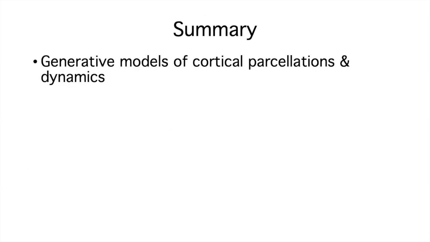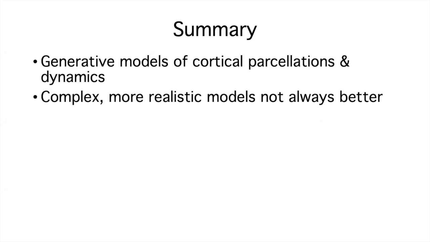So today I have discussed generative models of cortical parcellations and dynamics. We can use generative models for analyzing brain data, but we can also use generative models as models of the brain. An important lesson is that complex, more realistic models are not necessarily better. For example, a simple auto-regressive model can explain fMRI dynamics as well as the more complex, but more biologically realistic neural mass model.